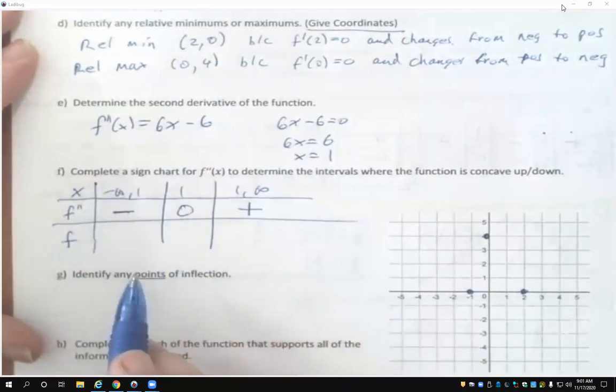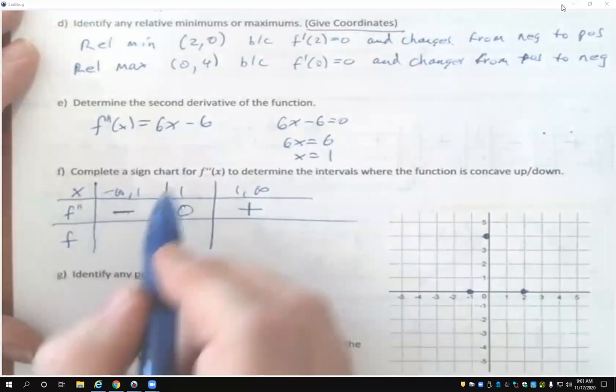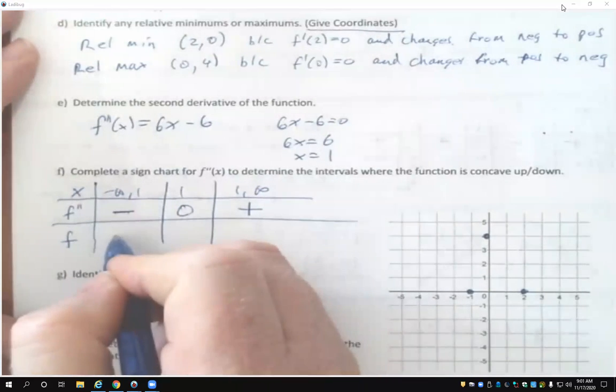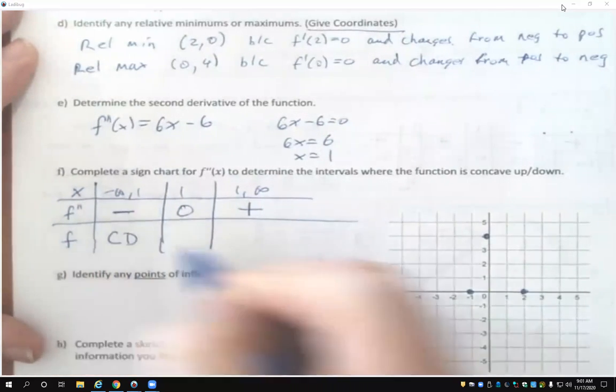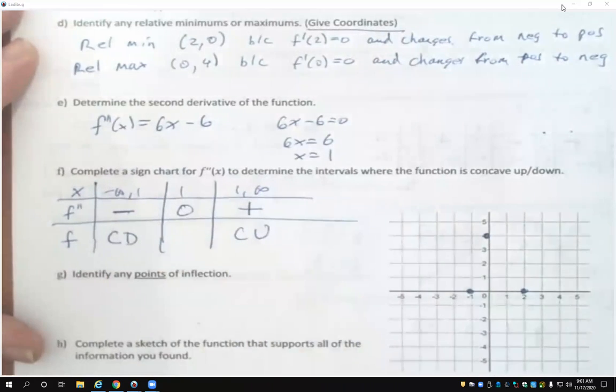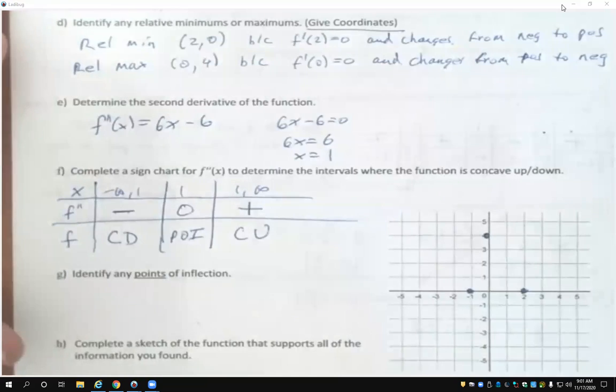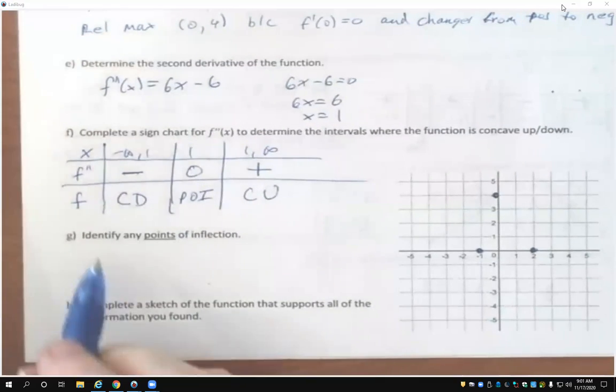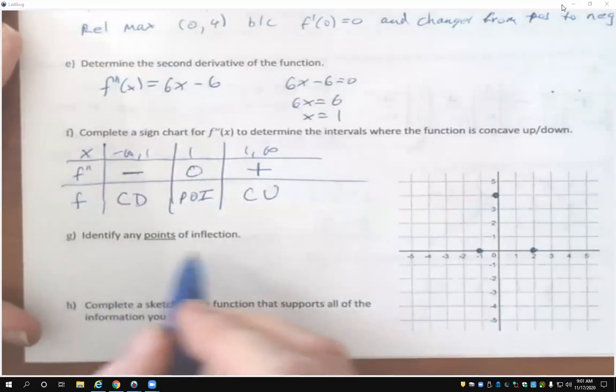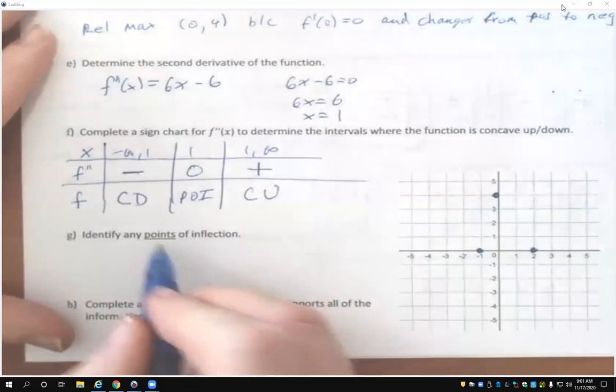Remember, we're not increasing, decreasing. We're concave up or concave down. That's our second derivative. Here we are concave down. Here we are concave up. So here we have a point of inflection because we changed signs on the second derivative. And then we will go ahead and identify the actual point where we have a point of inflection.